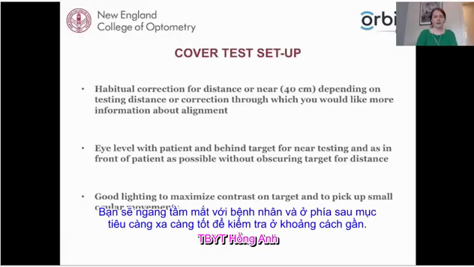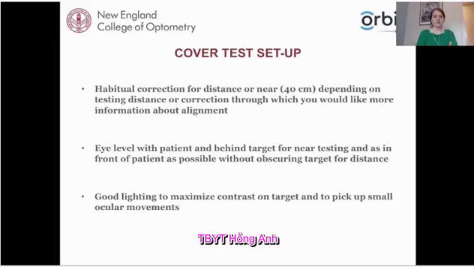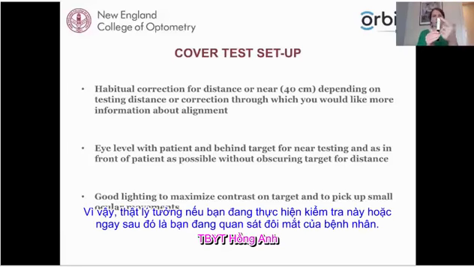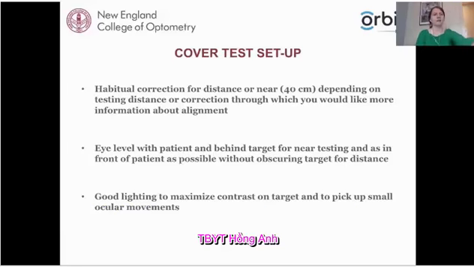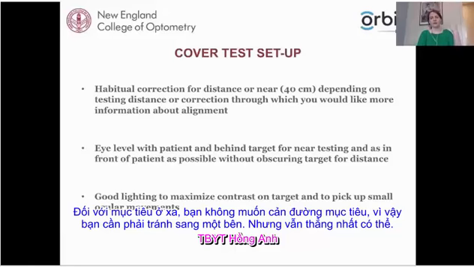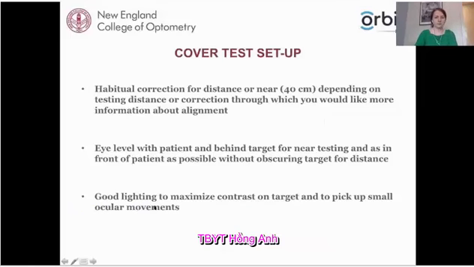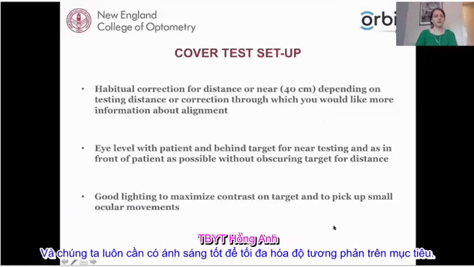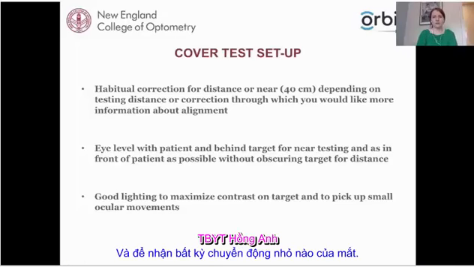You're going to be eye level with the patient and behind the target as much as possible for near testing. So it's ideal if you're doing this test right behind it, watching the patient's eyes. For the distance target, you don't want to get in the way of the target, so you need to be off to the side, but still as straight as possible. And we always need to have good lighting to maximize contrast on the target and to pick up any small ocular movements.